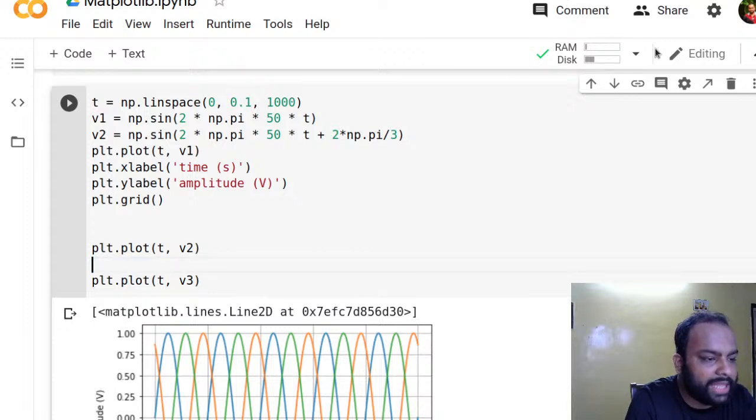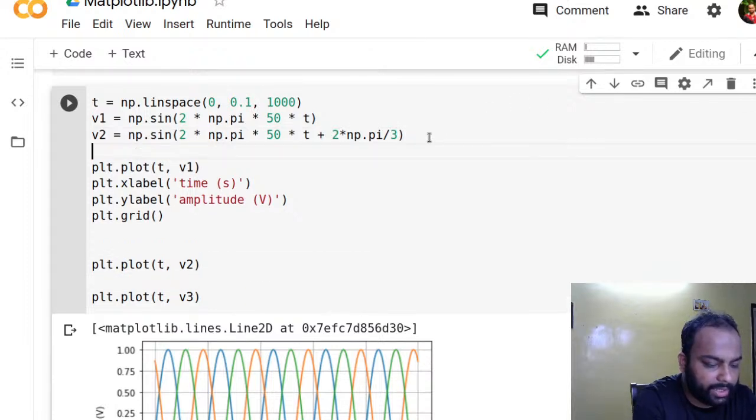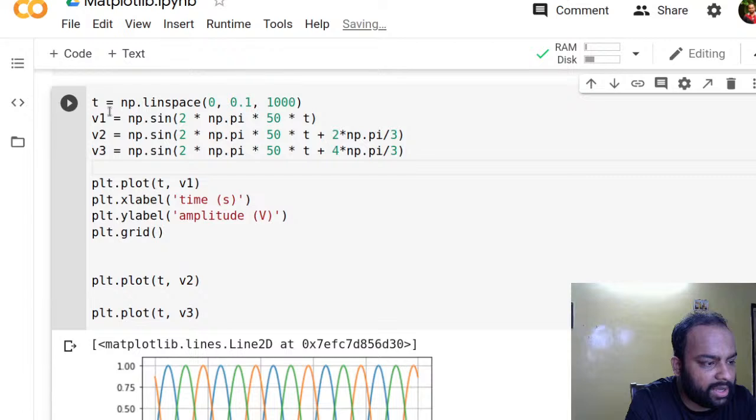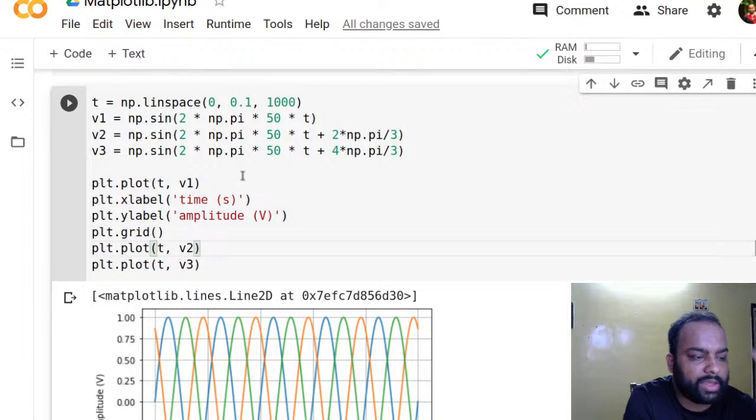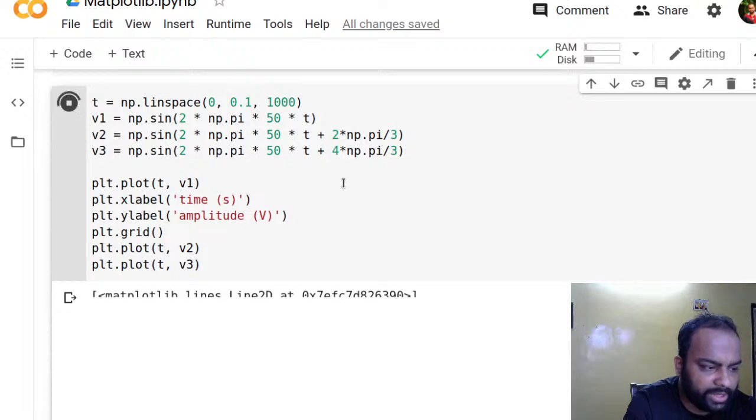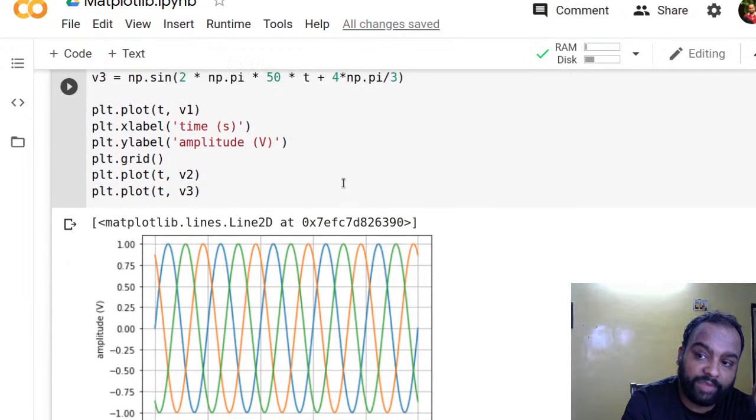We generate all the arrays that we need. So these are all the signals: this is time, this is the first voltage signal, the second voltage signal, the third voltage signal, and then we go for plotting, right? We usually generate everything first and then plot. This would result in the same plot, but we can do even better.